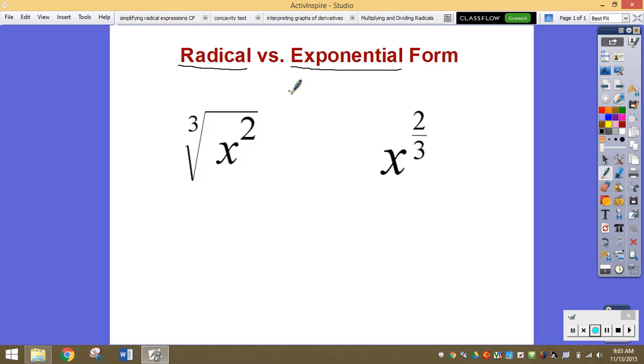The nice thing about radical and exponential form is that I can convert back and forth between the two depending on what my task is, and depending on what form would make it easier, I can work with that form instead of the original. So, all that being said, the primary skill you need to have is being able to go from one form to the other. I'm going to show you first how to go from radical form to exponential, and then exponential to radical.